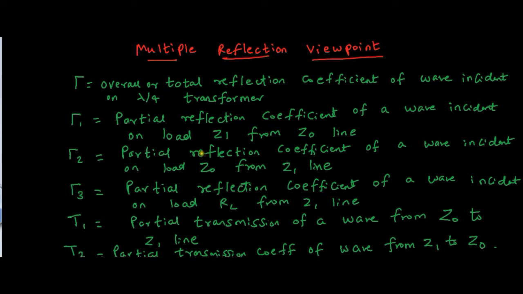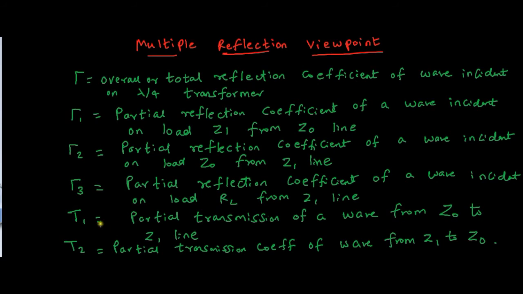The next one is partial reflection coefficient 2, which is the reflection coefficient of a wave incident on Z0 from the Z1 line. And the third one is partial reflection coefficient 3, which is the reflection coefficient of a wave incident on load RL from the Z1 line. The next parameter is transmission coefficient 1. This is the partial transmission coefficient 1 of a wave from the Z0 to the Z1 line.